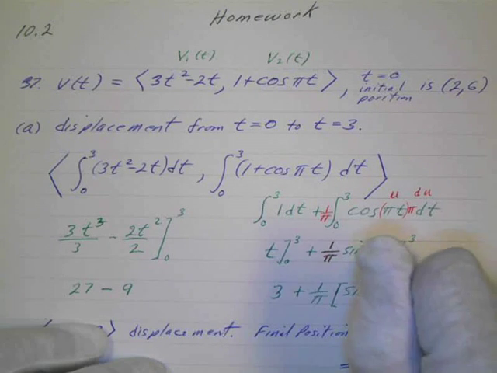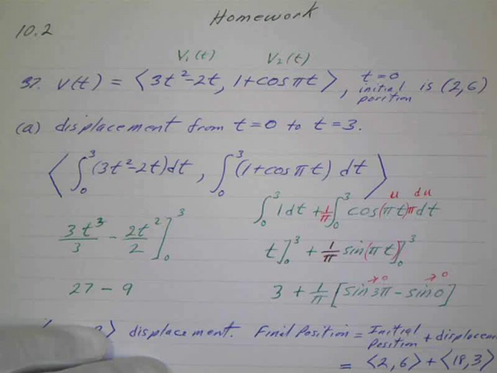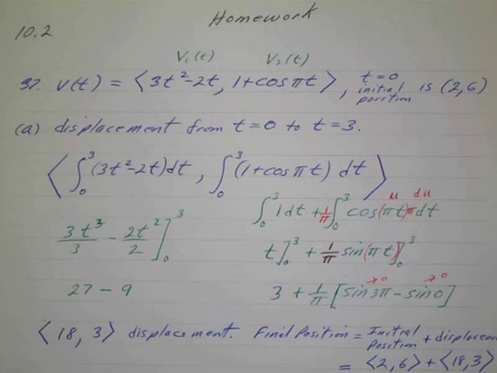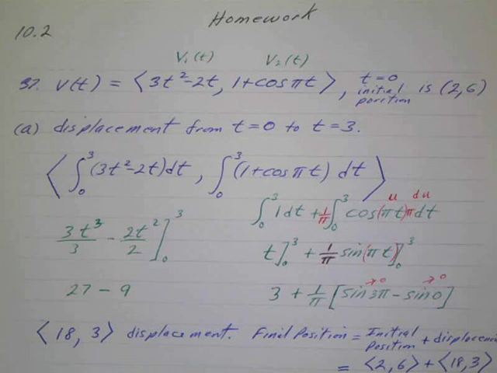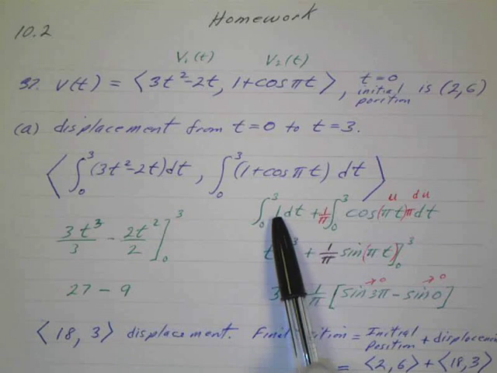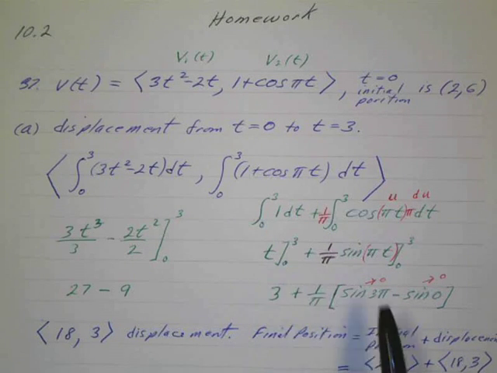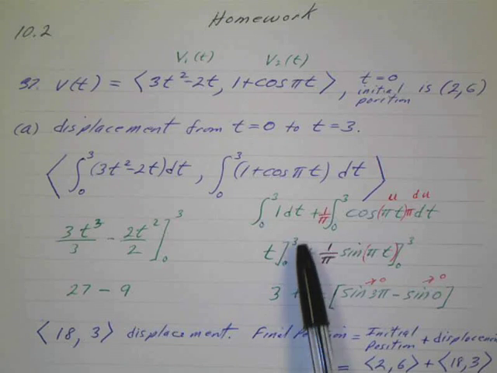Put parentheses around this. But I've got the 1 over pi. That was my adjustment to accommodate for the du. And then over here, this is just going to be the antiderivative of 1 with respect to t, which is just t. We evaluate that from 0 to 3.